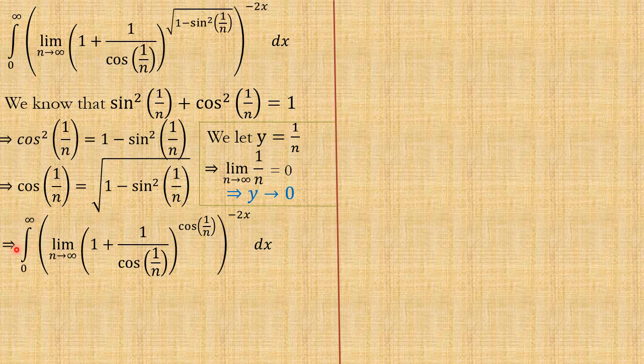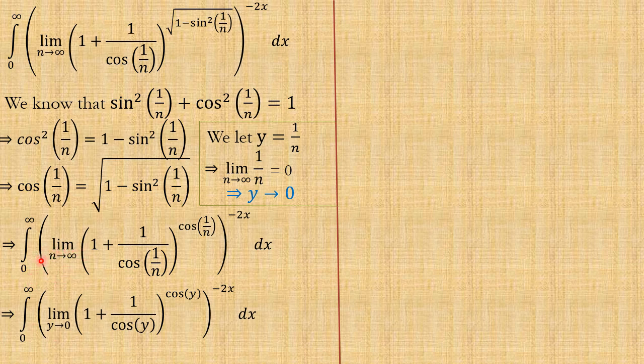So now our limit turns out to be the integral from 0 to infinity of the limit as y goes to 0, because when n goes to infinity, 1/n was going towards 0, and 1/n has the value y. So y will be going to 0 of (1 + 1/cos(1/n)), which as we know here is y, all raised to the power cosine of y, all raised to the power negative 2, dx.